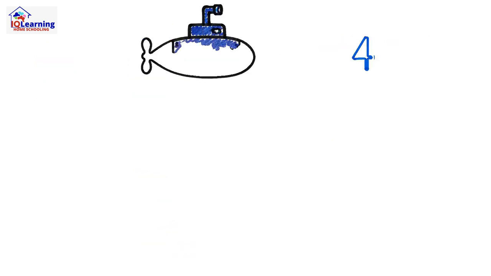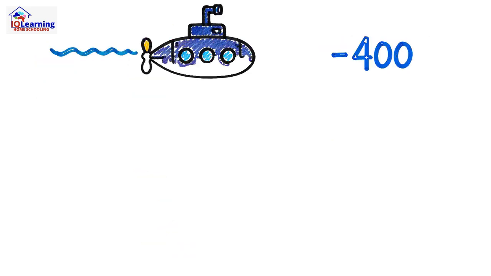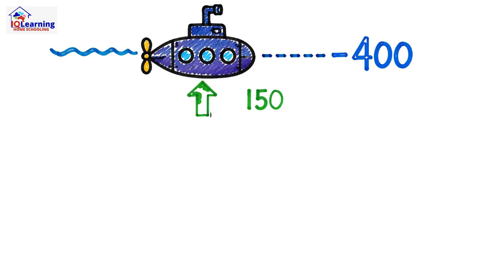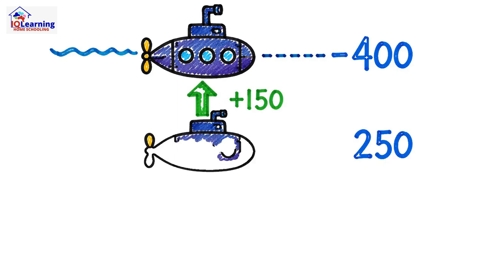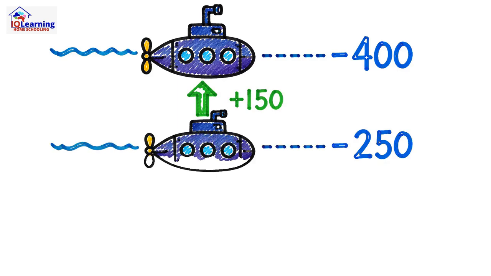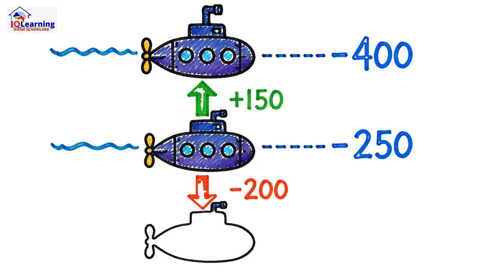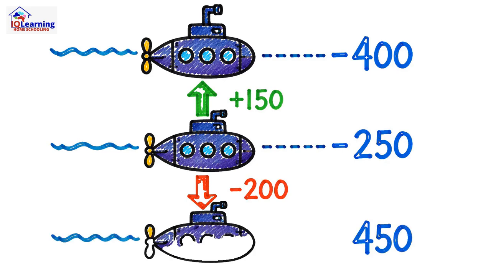So, back to our submarine at negative 400. Rising 150 meters brings you to negative 250. Then you dive 200 more. That's negative 250 minus 200, leaving you at a final depth of negative 450 meters. You just navigated the deep.